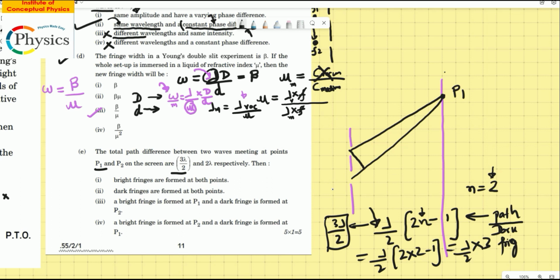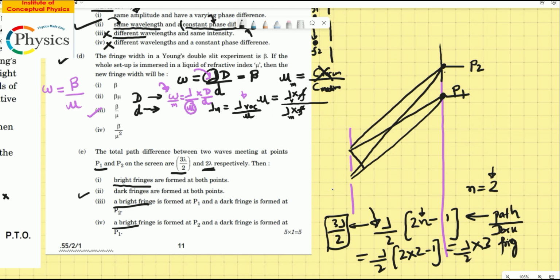So P1 cannot be bright. So automatically the second option may be right, but let's check for the 2 lambda also. So let's say this is point P1, and then you study another point, which is this point. You're studying the interference pattern happening here. Another interference pattern of some fringes happens here also. This is P2, and the path difference here is 2 lambda.